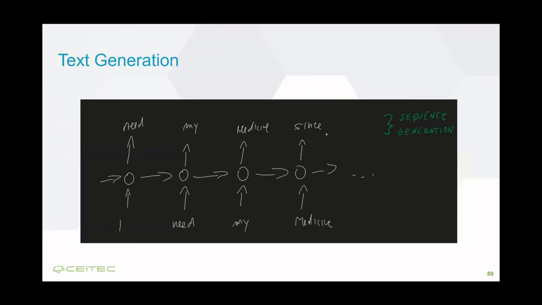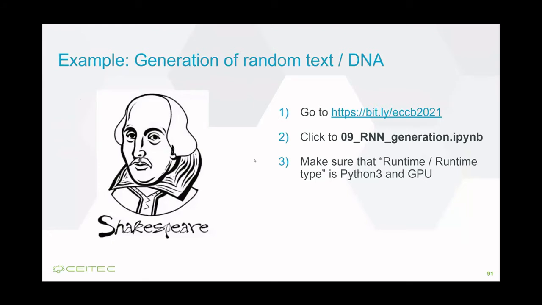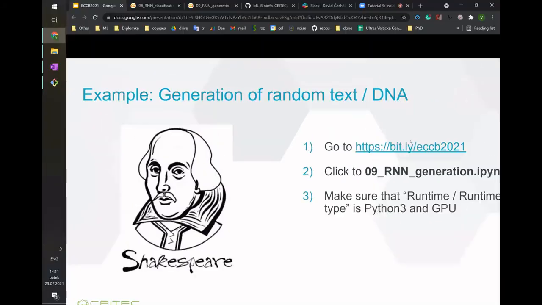We're going to try this on an interesting example, which is the generation of random text from Shakespeare. We are going to download all the novels from Shakespeare, train our recurrent neural network, let it generate some text, and see how it looks. This is another new notebook on GitHub, numbered 09 RNN generation. So let's jump into that one.